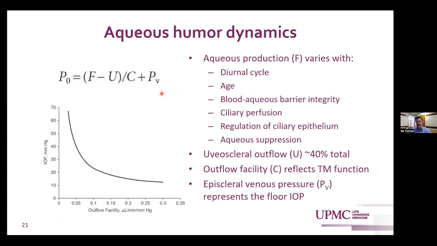All right, so you could imagine you could turn F all the way down to 0, give them all the aqueous suppressants in the world, and drive this number into a negative number, and you're still not going to get much lower than the episcleral venous pressure. It basically is the floor. It's as low as we get, and in most patients, that's 6 to 8 millimeters of mercury.